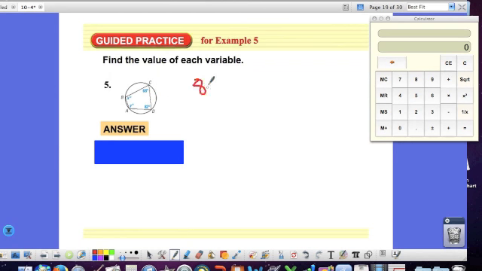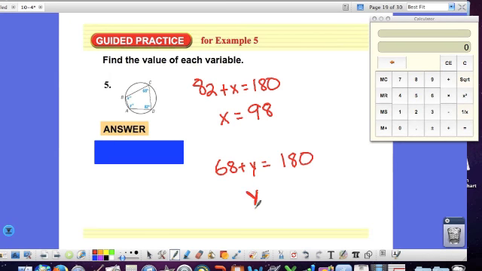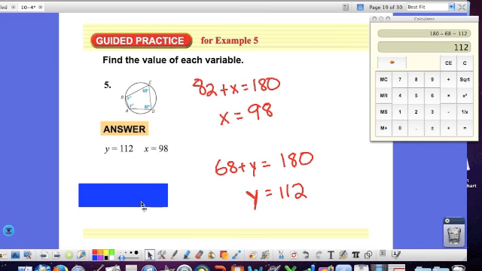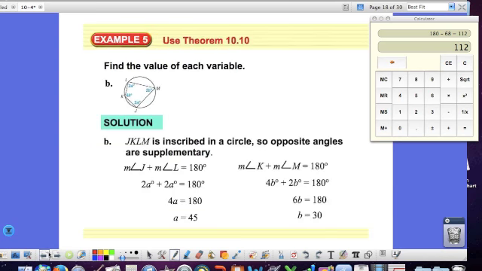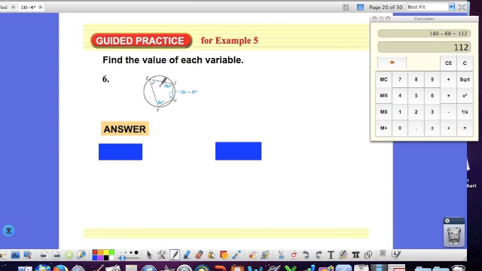82 plus x equals 180. So x is going to equal 98. 68 plus y equals 180. So y is going to equal 180 minus 68, which is 112. So x is 98, y equals 112. Is that the same problem? Oh, yeah, that was the same problem, sorry.